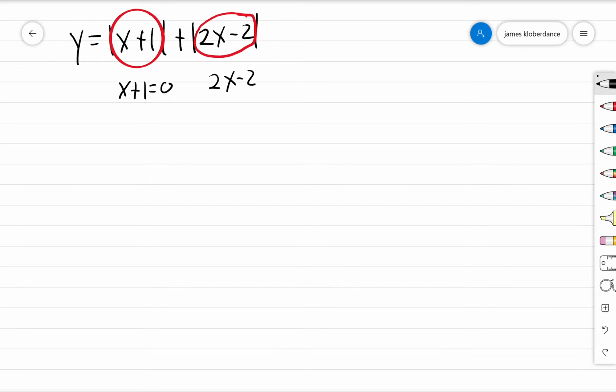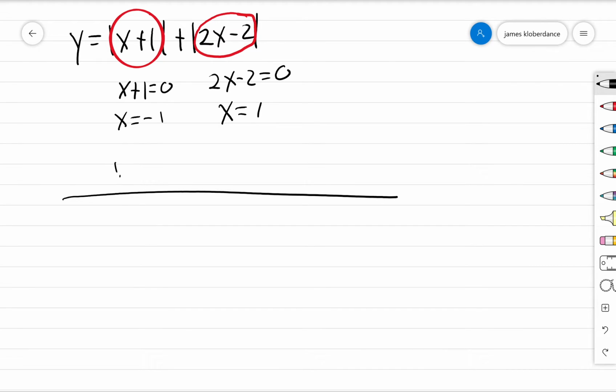So this first equation is true when x is -1. The second equation is true when x equals 1. So that's where the boundary points are. So here's how I'm going to take advantage. Here's how I'm going to use this boundary idea. So here's -1 on the number line, and here's 1.